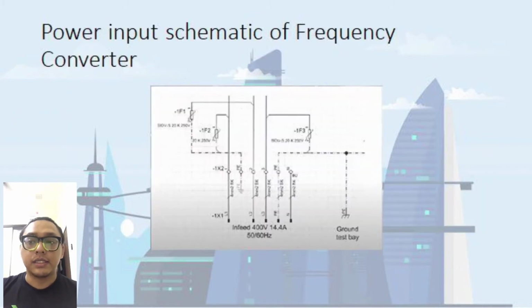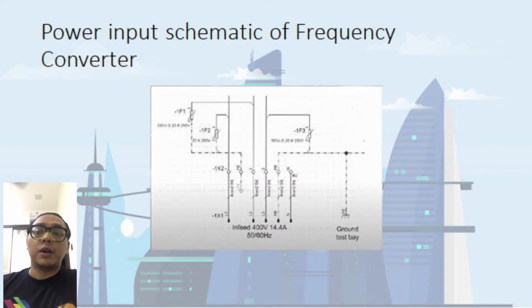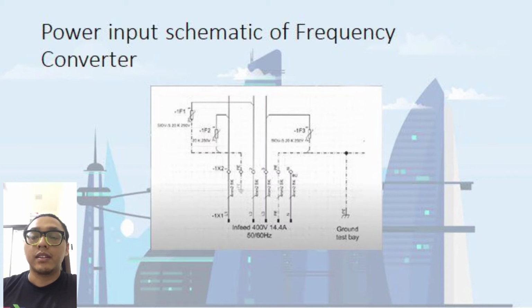For the next slide, which contains the schematic diagram of the frequency converter, we can see that this schematic diagram contains 5 cores of the power cable. Also, the schematic diagram shows that it uses 50-60 Hz frequency of the three-phase supply. Okay, for the next slide, I will pass to my other members.